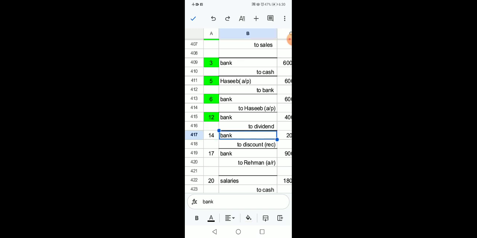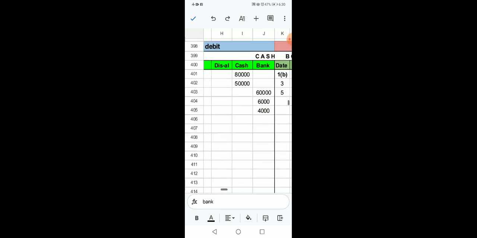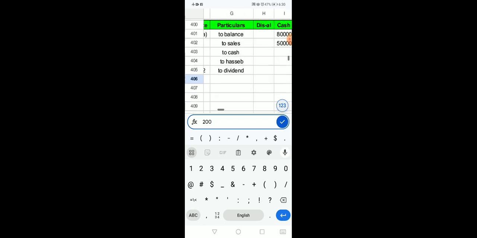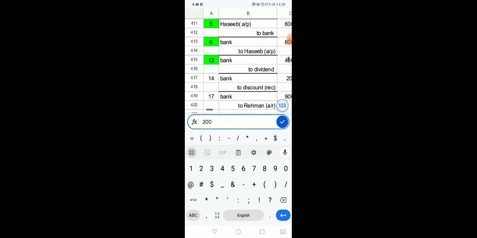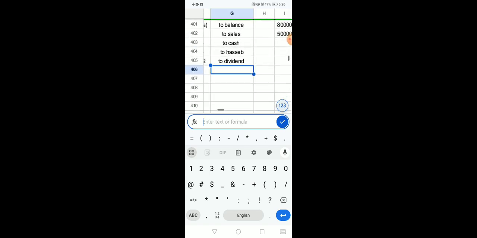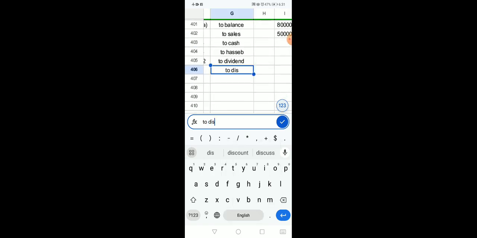At 14th entry, there are two elements, but we are associated with only one element. Bank is debited by 200. Go to the debit side of the bank and write 200 over here. Now see the reference of 200, which is discount. So you are going to write to discount over here.